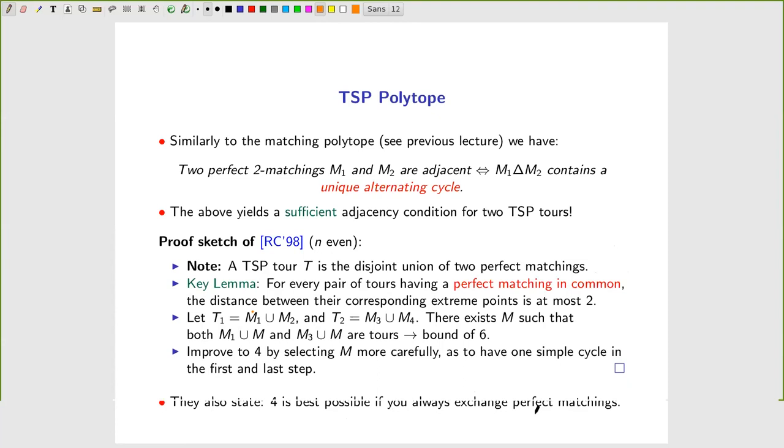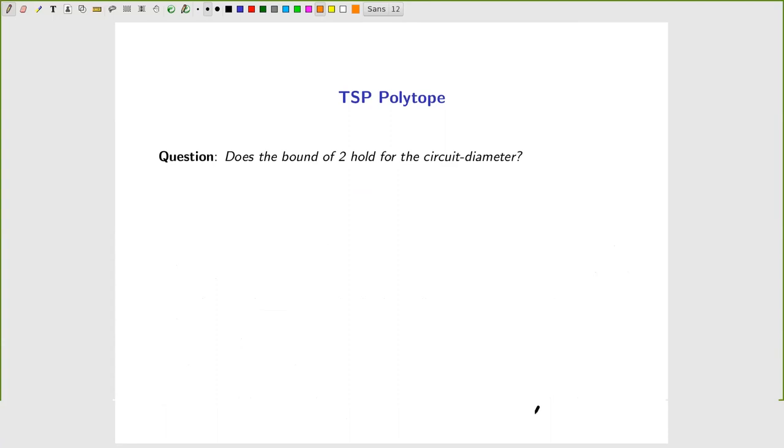I mean, this is anyway kind of nice to know, but why am I saying this in the context of circuit diameter? Because, of course, you can ask the following: does the bound of two hold for the circuit diameter? So circuit diameter is kind of a relaxation, so it's always at most the combinatorial diameter. So a natural question to ask: does this bound hold if we consider the circuit diameter instead? And in fact, the answer is yes.